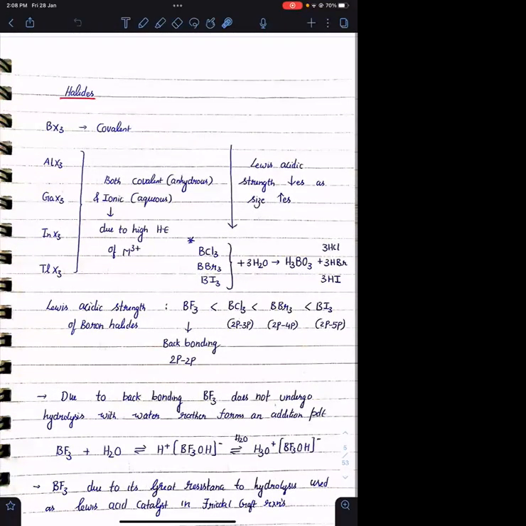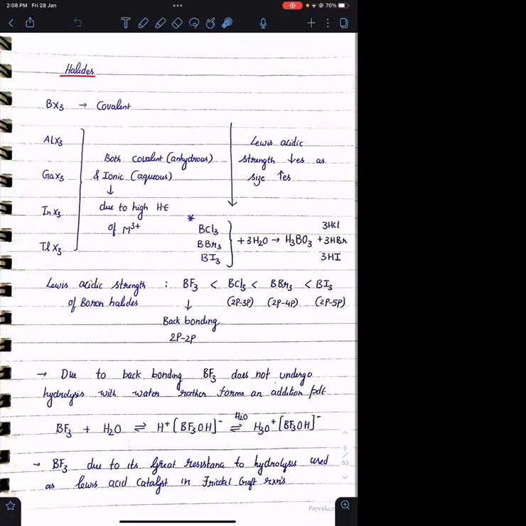Next, halides. Very important halides. Boron halides, because of the high polarizing power of boron, will be covalent. All the rest have both covalent as well as ionic nature. Okay, remember this, they have both covalent as well as ionic nature. They will be covalent in anhydrous medium.